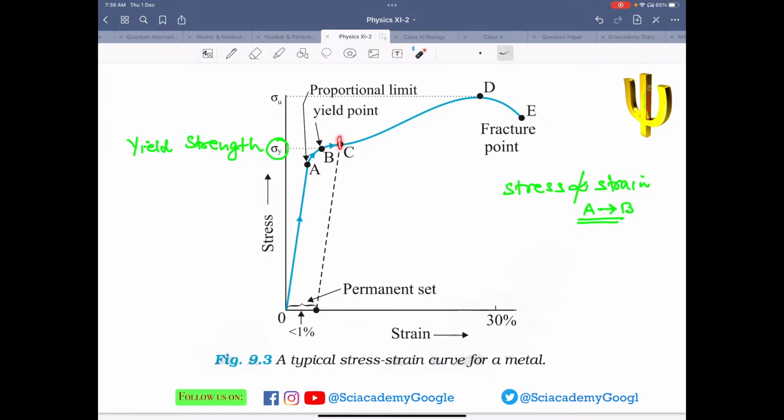this point C is known as the permanent set. That means even when the stress is zero, the strain is not zero. The material is said to have a permanent set, and the deformation is said to be plastic deformation.